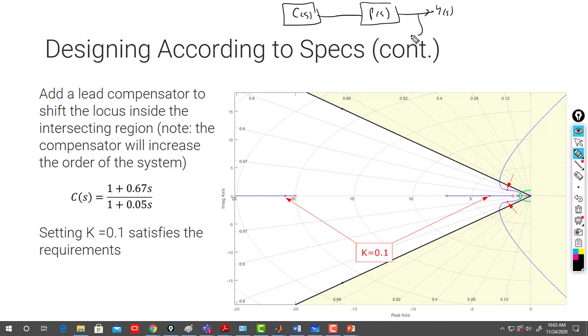And this is Y of S, minus plus R of S. So now they added a controller. That's the controller they add.